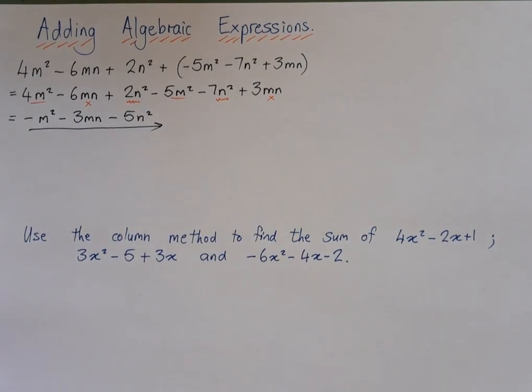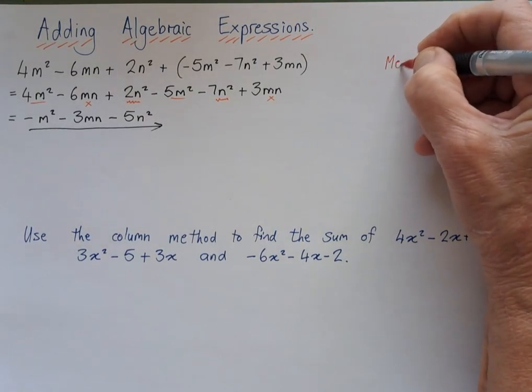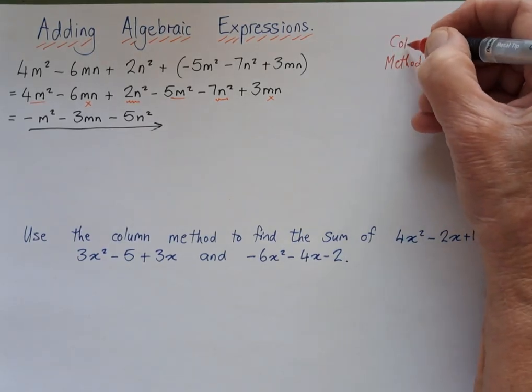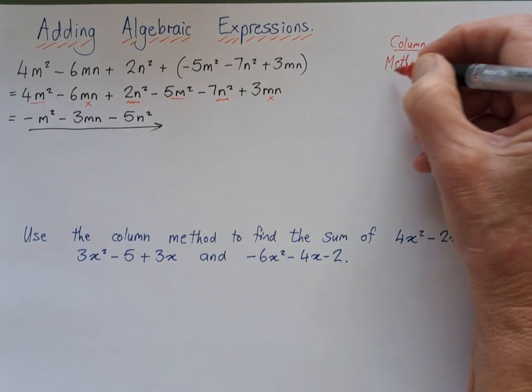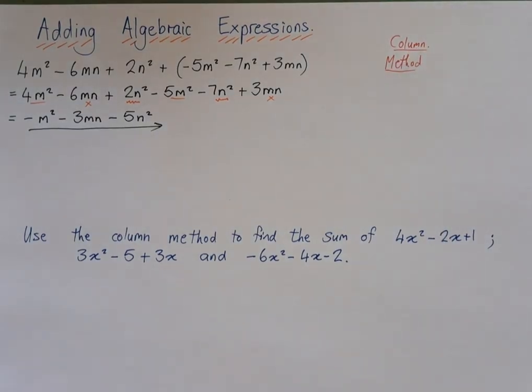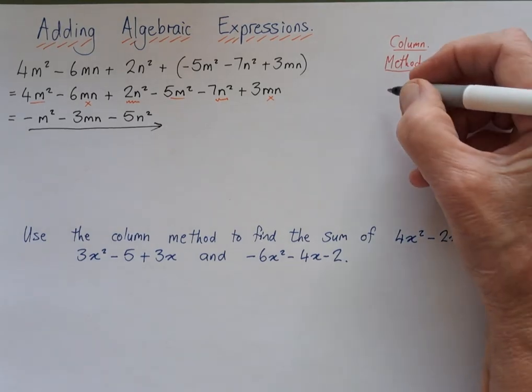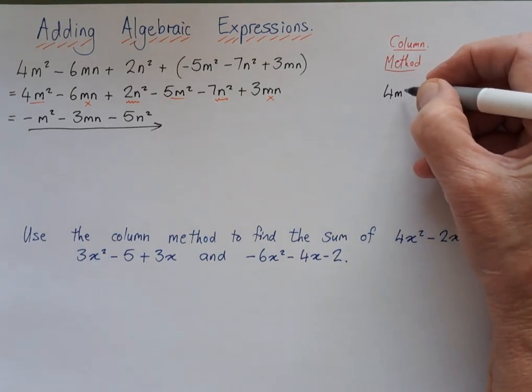So we're now going to also look at doing exactly the same calculation or simplification, except we're going to use the column method. So the column method is just like when you're working with integers or whole numbers, where you write the one number underneath the other number. So what we're going to do now is write the one expression underneath the other expression. So I'm going to start off with my first expression, the one that wasn't in the brackets, and I'm simply going to write it down.